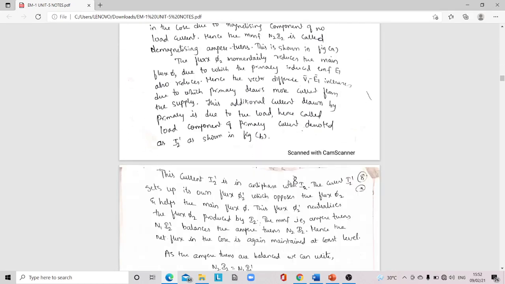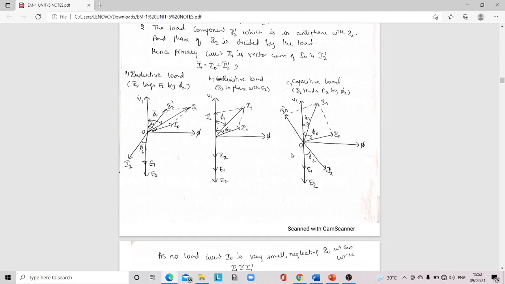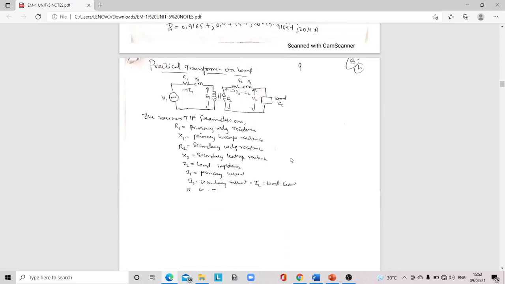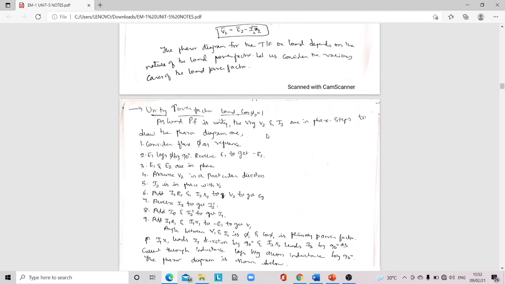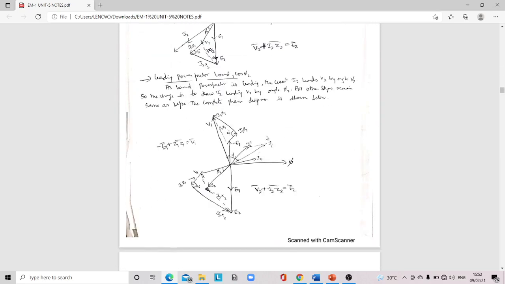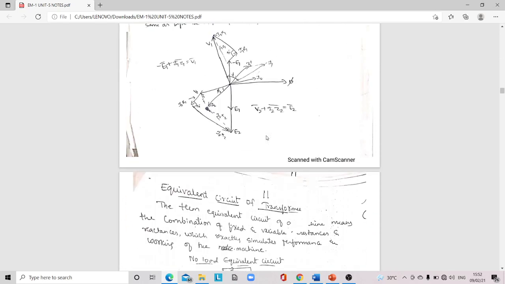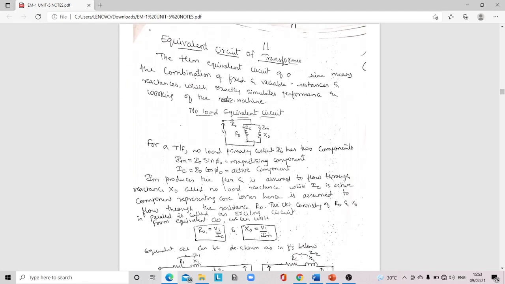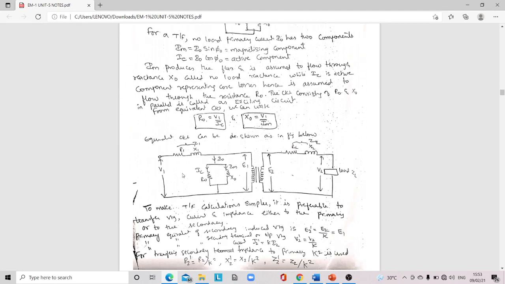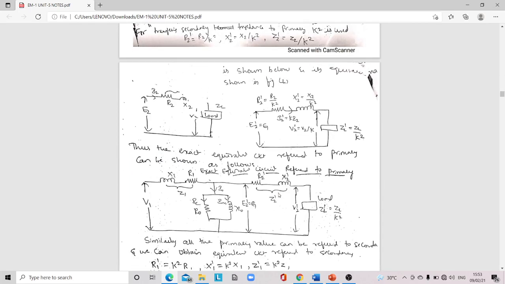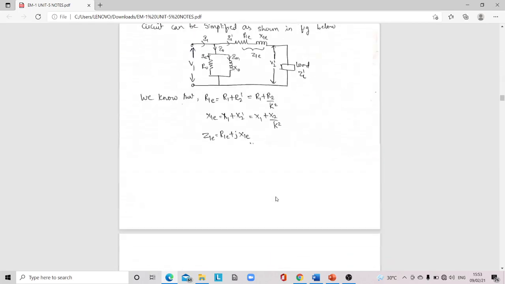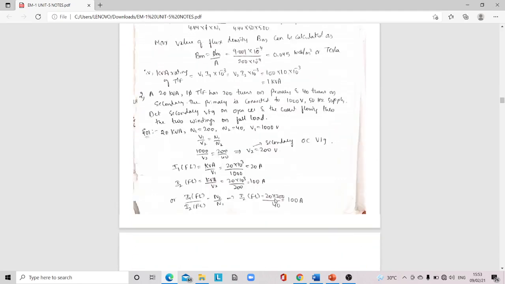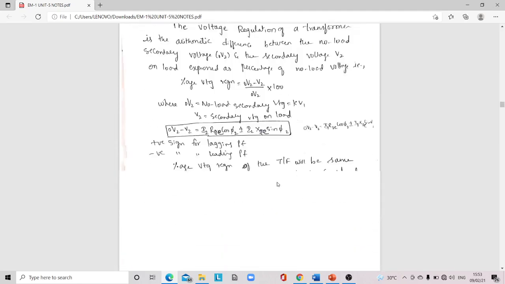Ideal transformer on load, three phasor diagrams I have explained in detail. Then practical transformer on load. For unity, lagging and leading power factors, I have shown you the phasor diagrams. Equivalent circuit of transformer we have seen. No load equivalent circuit and equivalent circuit referred to primary and referred to secondary also we have seen. And then various equations, numericals also we have seen.